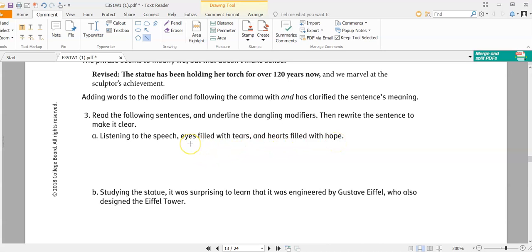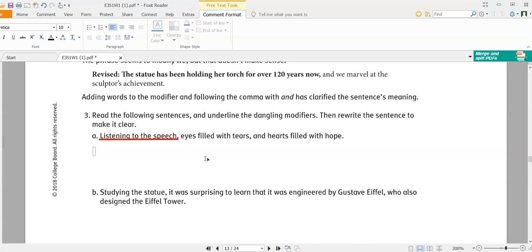So were the eyes listening to the speech or the hearts listening to the speech? Who was listening to the speech? So how I would do it is, I think that listening to the speech must be the dangling modifier because it doesn't tell us who is listening to the speech. Eyes can't listen, hearts can't listen, they don't have ears. So I'm going to rewrite this sentence by adding something.